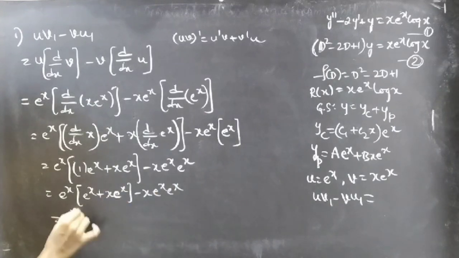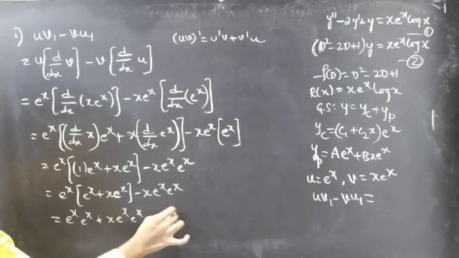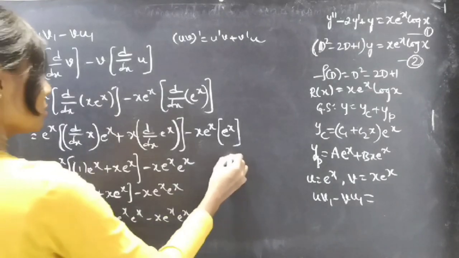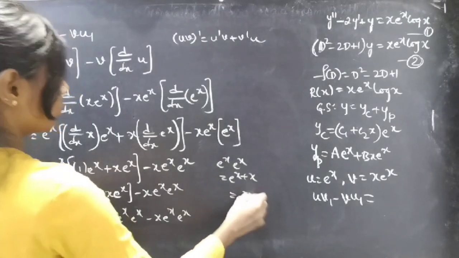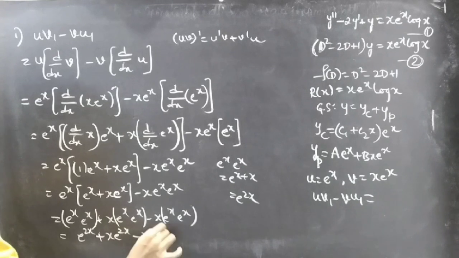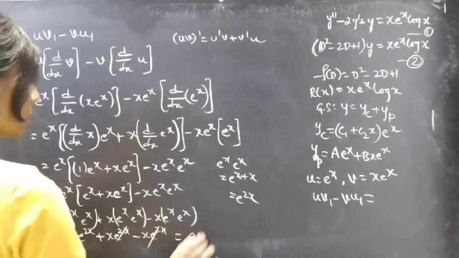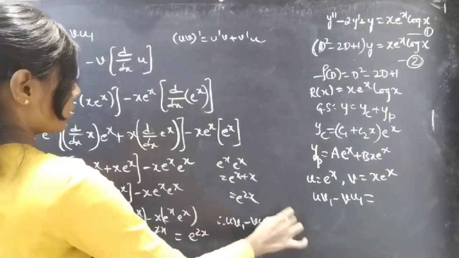This gives us e power x into e power x plus x e power x minus x e power x e power x. e power x into e power x is e power 2x, right? Or e power x whole square, which is e power 2x. Now replace e power x into e power x with e power 2x. We'll get e power 2x plus x into e power 2x minus x e power 2x. Here minus x e power 2x plus x e power 2x gets cancelled and we'll get e power 2x. Therefore, uv1 minus vu1 is e power 2x.